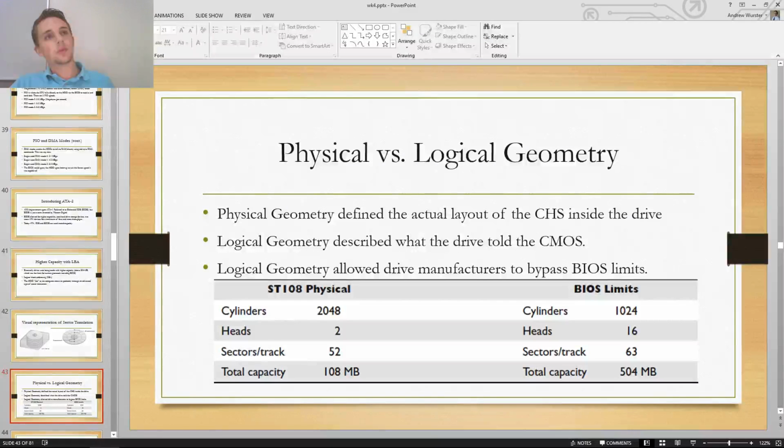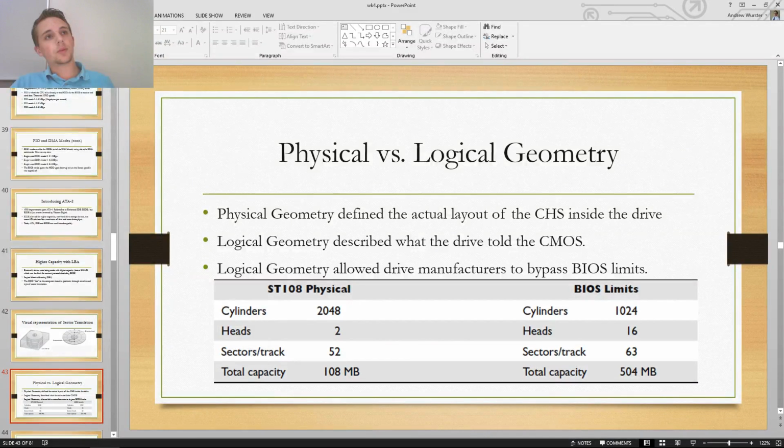ATAPI, Advanced Technology Attachment Packet Interface, allows non-hard drive devices such as CD-ROM devices to connect via ATA controllers. It's just using the same cable. The controller is built into the motherboard. No confusion there.